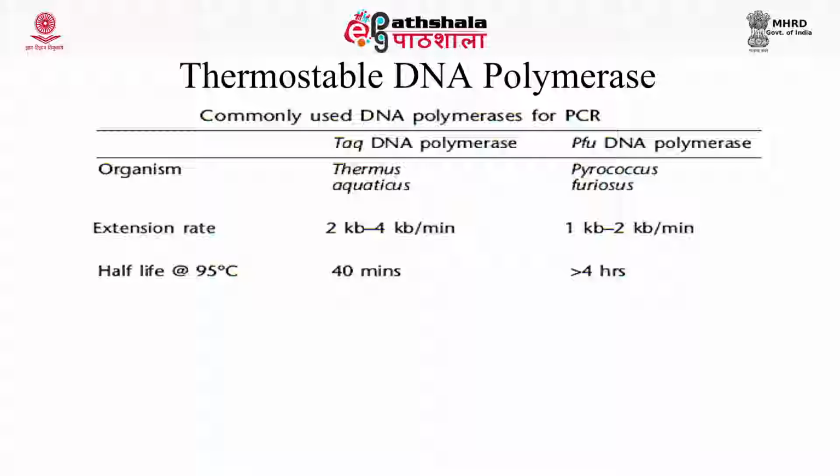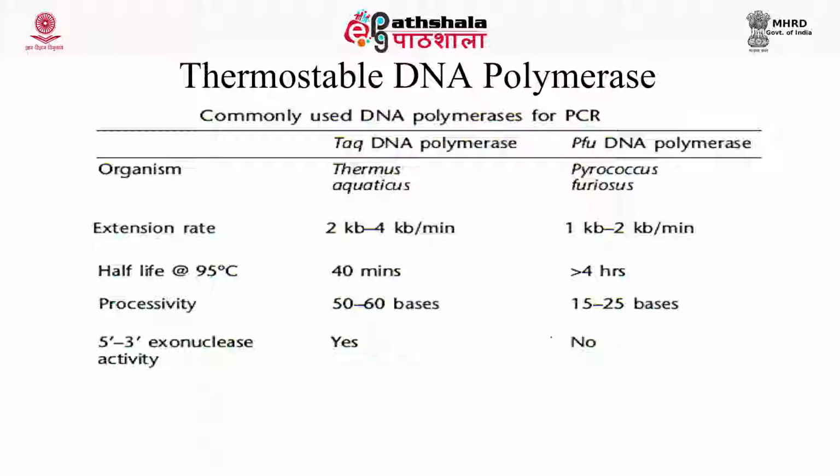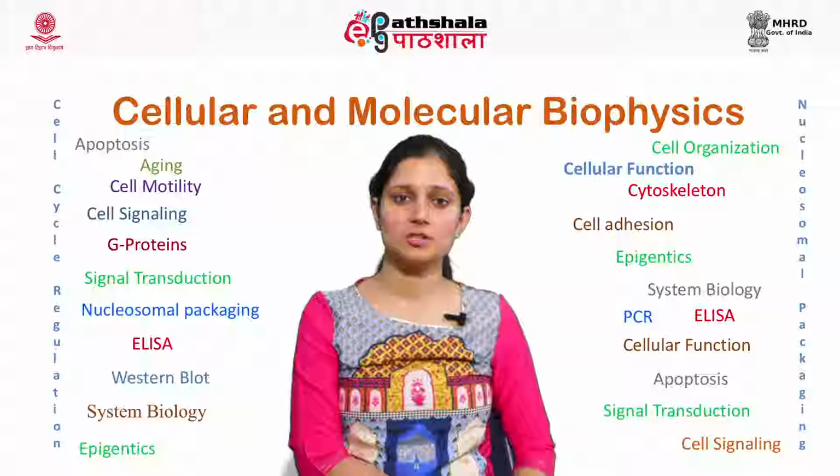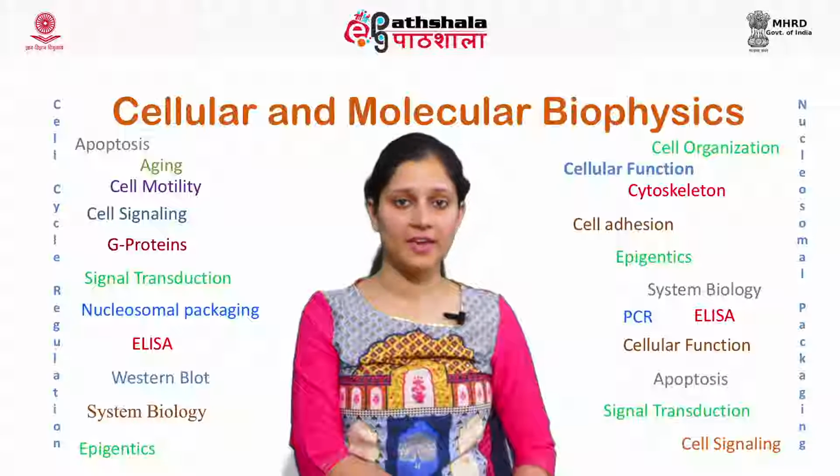The half-life at 95 degrees centigrade, that is the denaturation step, is very high for PFU DNA polymerase, that is 4 hours as compared to Taq DNA polymerase. The processivity is high for Taq DNA polymerase, that is 50 to 60 bases. The 5' to 3' exonuclease activity is present in Taq DNA polymerase, whereas in PFU DNA polymerase 3' to 5' exonuclease activity is present.